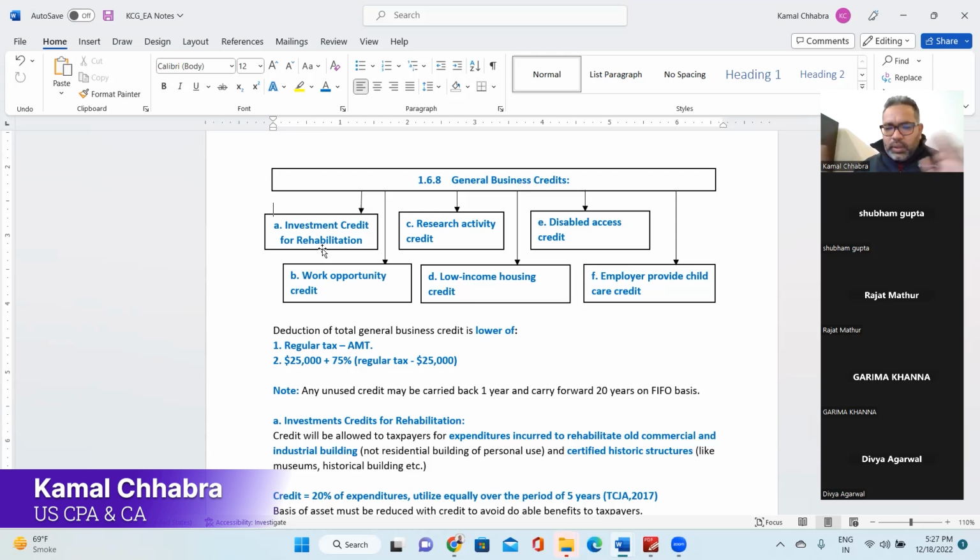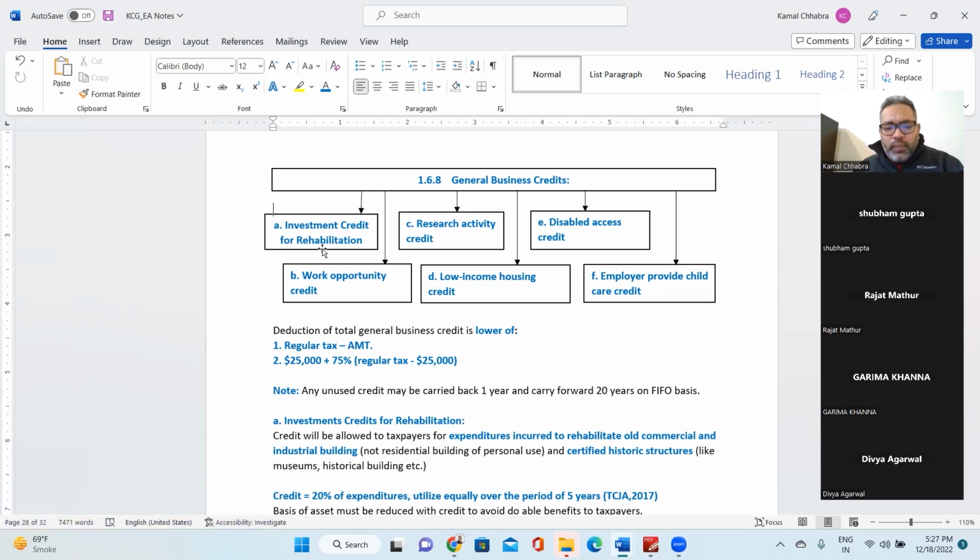So the total deduction considering all these six things comes under the general business credit, which is the lower of your regular tax minus AMT, alternative minimum tax, or $25,000 plus 75% of regular tax minus $25,000, whichever is lower. For example, let's say your regular tax is $100,000, and your AMT, alternate minimum tax, is, let's say, $50,000.